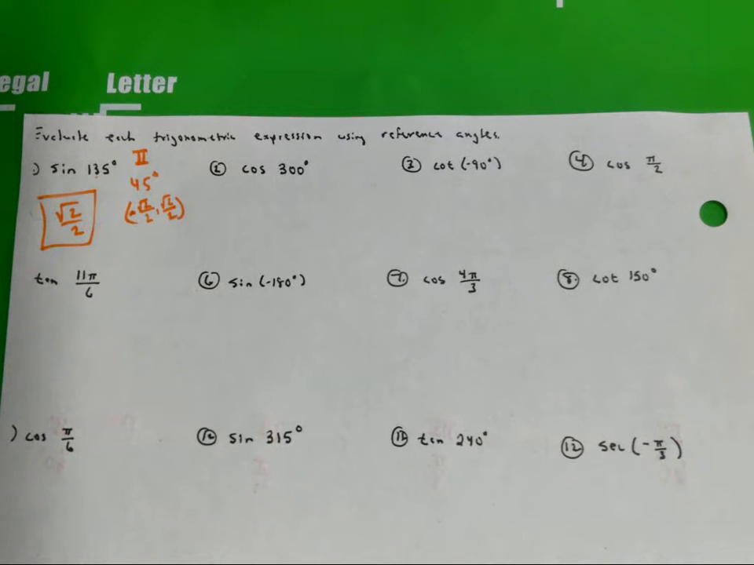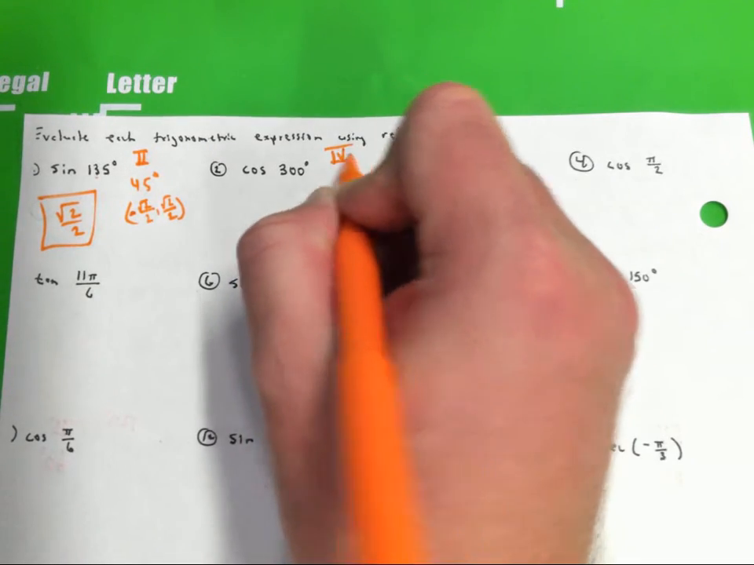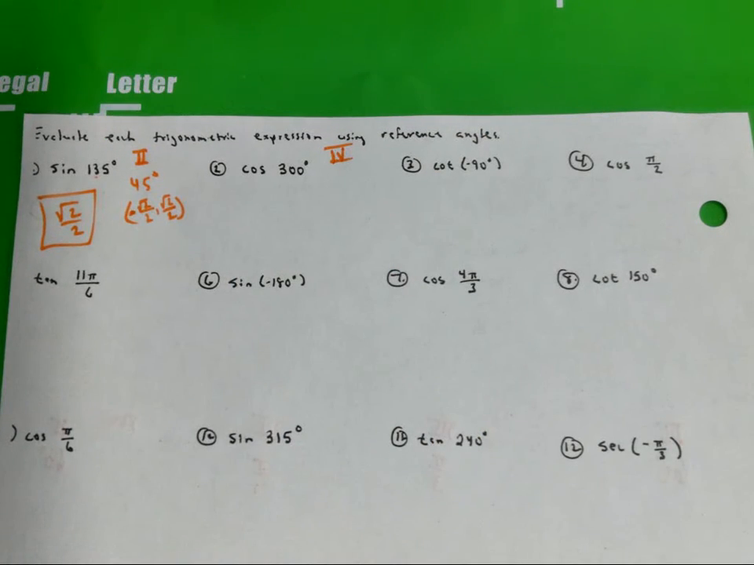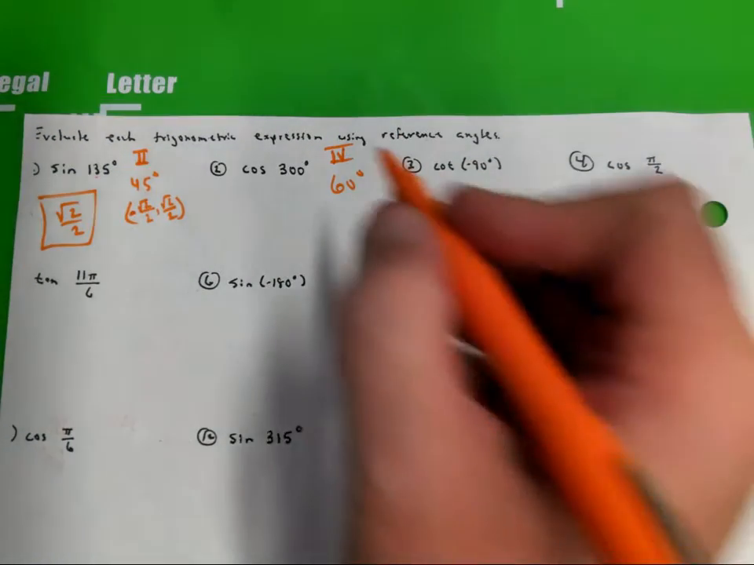Alright. Number 2. Cosine of 300. What quadrant is 300 in, Alan? Very good. How would I find my reference angle there, Miss Huner? Very good. That is 60 degrees. All right. What is my ordered pair for 60 degrees, Tyler?